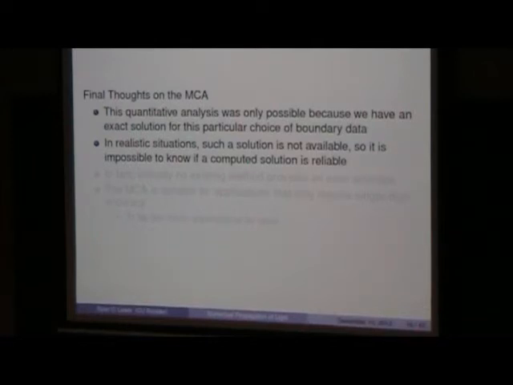So a few thoughts on this algorithm before I move on. It's important to notice that this quantitative analysis was only possible because of this one particular choice of boundary data. In more realistic situations, you obviously don't have an exact solution to work with. And so it's quite difficult to know if the solution you just computed is reliable. That's not a failing unique to this algorithm. Virtually no propagation algorithm comes with an error estimate.